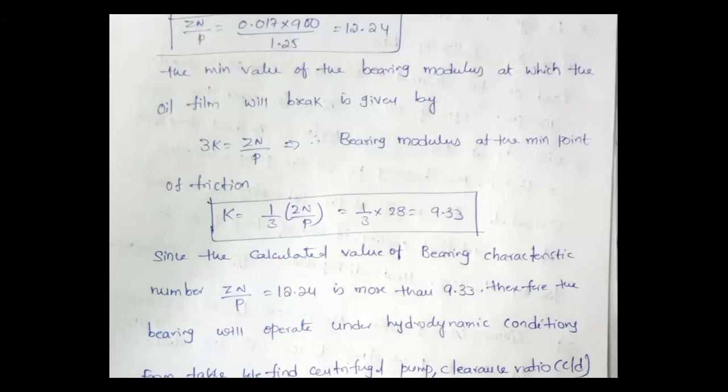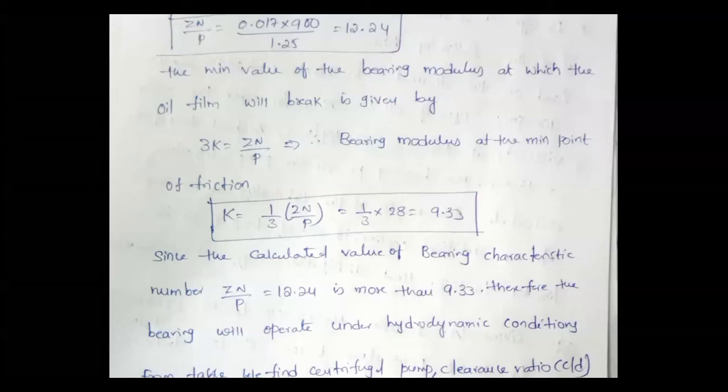Now what is the conclusion of these two values? The conclusion may be like this. The calculated value of bearing characteristics number Zn by P equal to 12.24 is more than 9.33. Then you can say that the bearing will be operated on hydrodynamic considerations. This is the conclusion you are supposed to write in your examination.